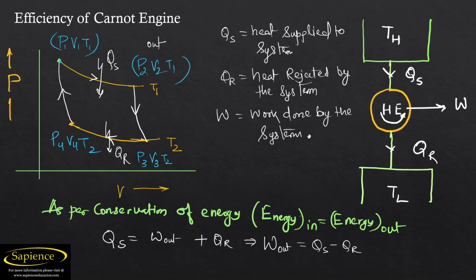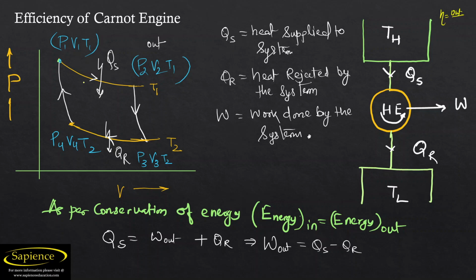Now efficiency. Everywhere we talk about efficiency, whenever we want efficiency, efficiency means output by input. So how much heat we are supplying and how much net work we are getting, that is the output: the ratio of work done by the amount of energy we have spent.